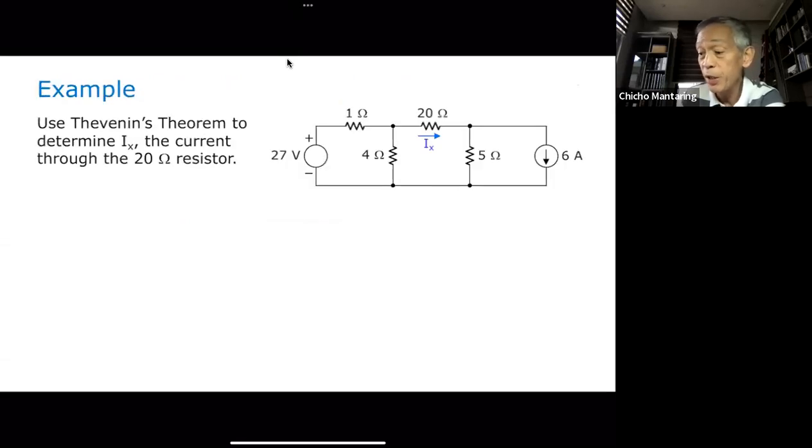So let me jump into an example. So let's say I have this circuit. Use Thevenin's theorem. So it's specified here, the problem: use Thevenin's theorem to determine IX, the current through the 20 ohm resistor. So I want to compute for the current flowing through this resistor. So it suggests I use Thevenin's theorem. So in this particular case, what should be considered to be the load? Can someone tell me? What do we consider here to be the load?